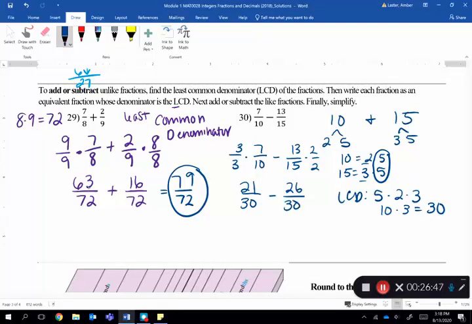Again, just like I only added on the top, I'm only going to subtract on the top. So it's going to be over 30. 21 minus 26 is negative 5. Okay, so 5 is prime. It's negative 5 over 30. The only thing I could take out then is a 5 if 30 was divisible by 5. And it is because it ends in a 0. If a number ends in a 0 or a 5, it means it's divisible by 5. So I'm going to divide 5 out of the numerator and 5 out of the denominator. I have to divide the same thing out of both the top and the bottom. 5 divided by 5 is 1. 30 divided by 5 is 6. So my answer here would be 1 over 6.